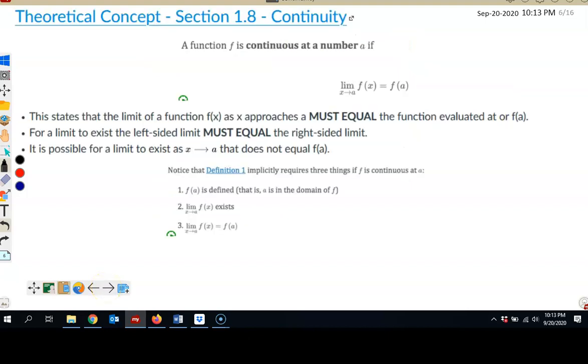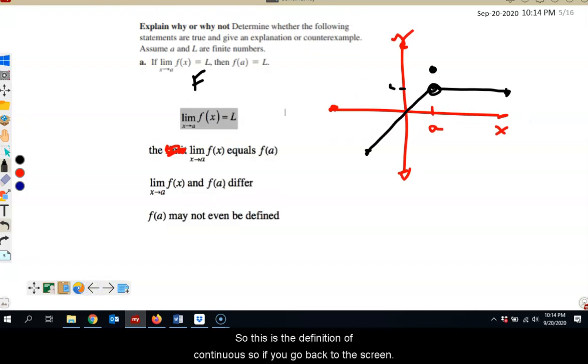So let's continue on this knowledge of continuity that we introduced last class meeting. If the limit as x approaches a of f of x equals f of a, then your function is continuous. This is the definition of continuous. So if you go back to this graph, this would not be continuous. And notice, since we had an open circle here, what we call this is a removable discontinuity at a, that we'll talk about a little bit.